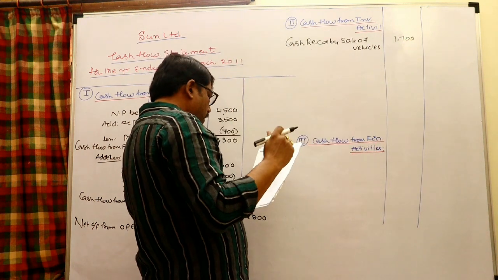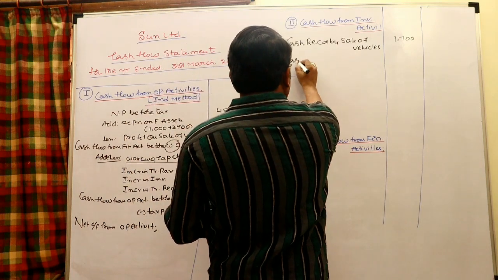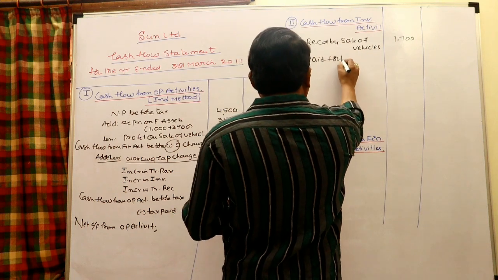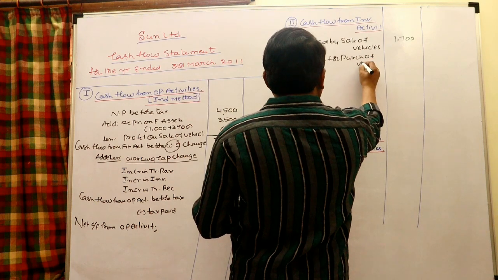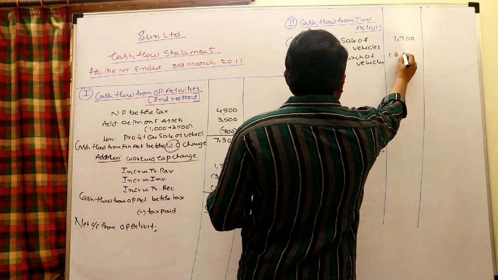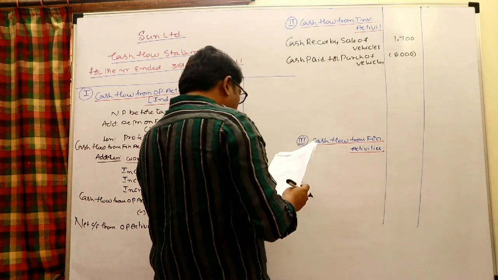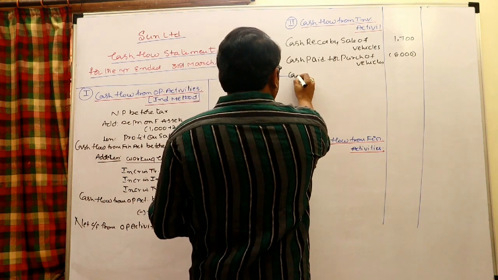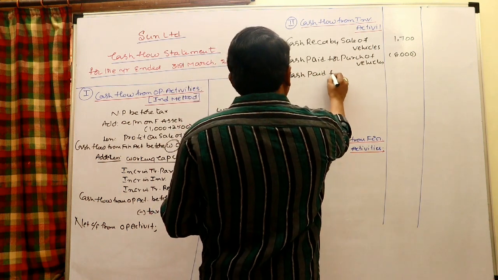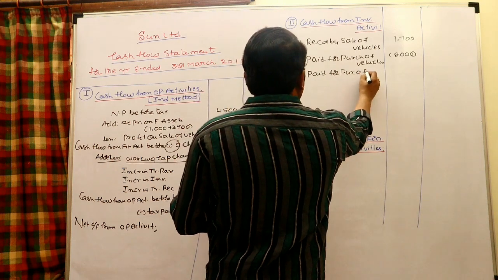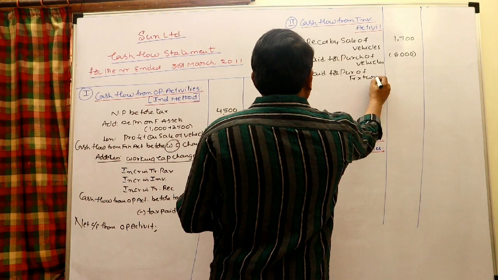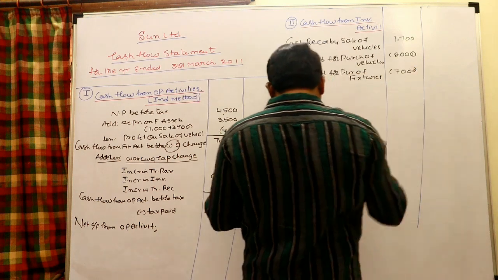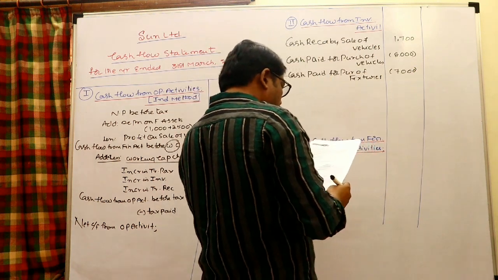By the vehicles account we came to know the purchase also. Cash paid for purchase of vehicles 8,000. Purchase and sale of vehicles are there, but purchase of fixtures we worked out through the fixtures account as a missing figure. Cash paid for purchase of fixtures 7,000 rupees. That's all. These are the three items.